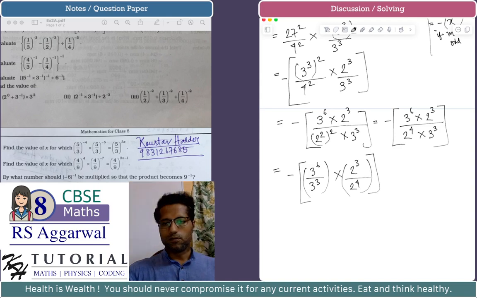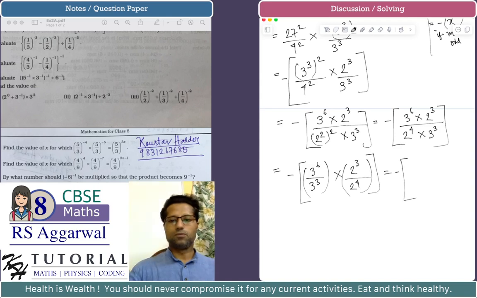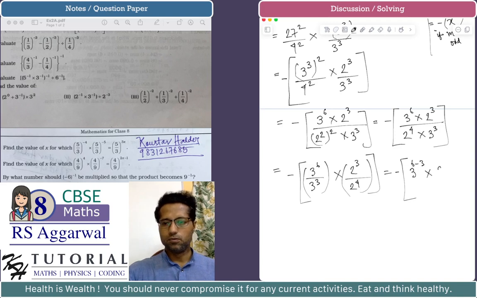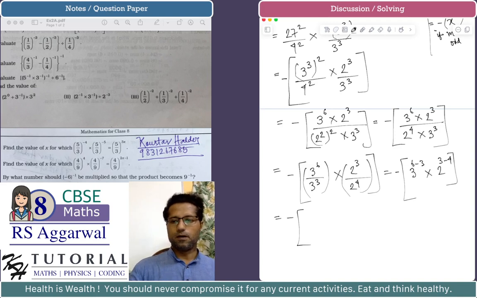This is equal to negative of, now 3 to the power 6 divided by 3 to the power 3 is nothing but 3 to the power 6 minus 3, multiplied by, similarly 2 cube divided by 2 to the power 4 is 2 to the power 3 minus 4. So this is equal to negative of 3 to the power 6 minus 3, which means 3 cube, multiplied by 2 to the power minus 1.